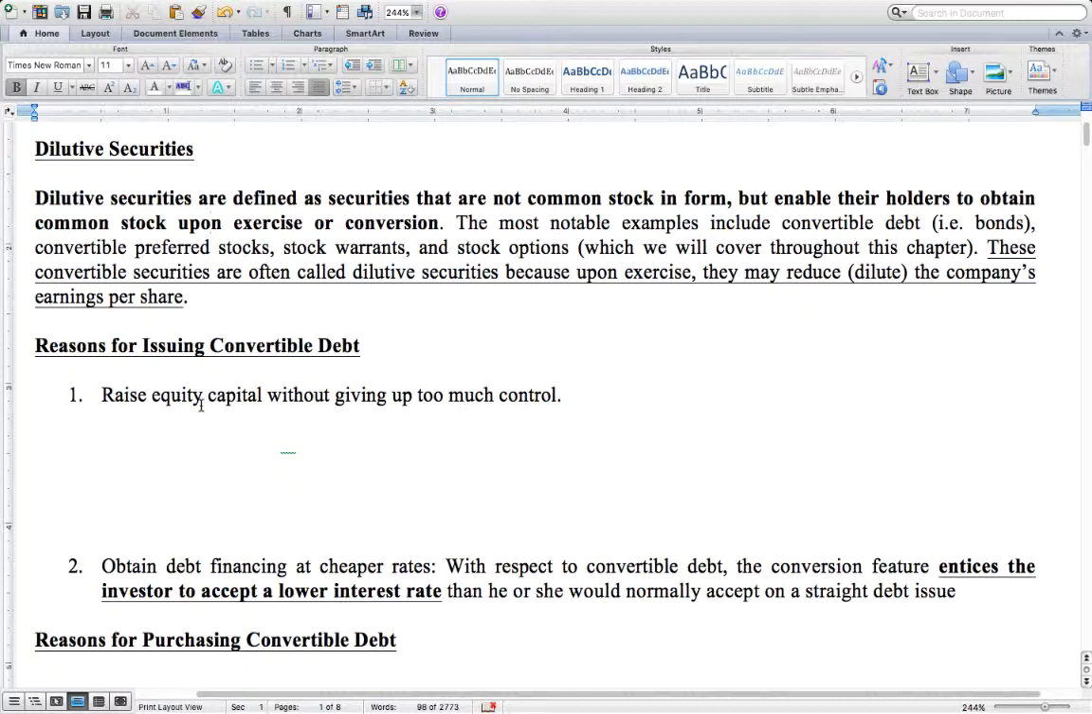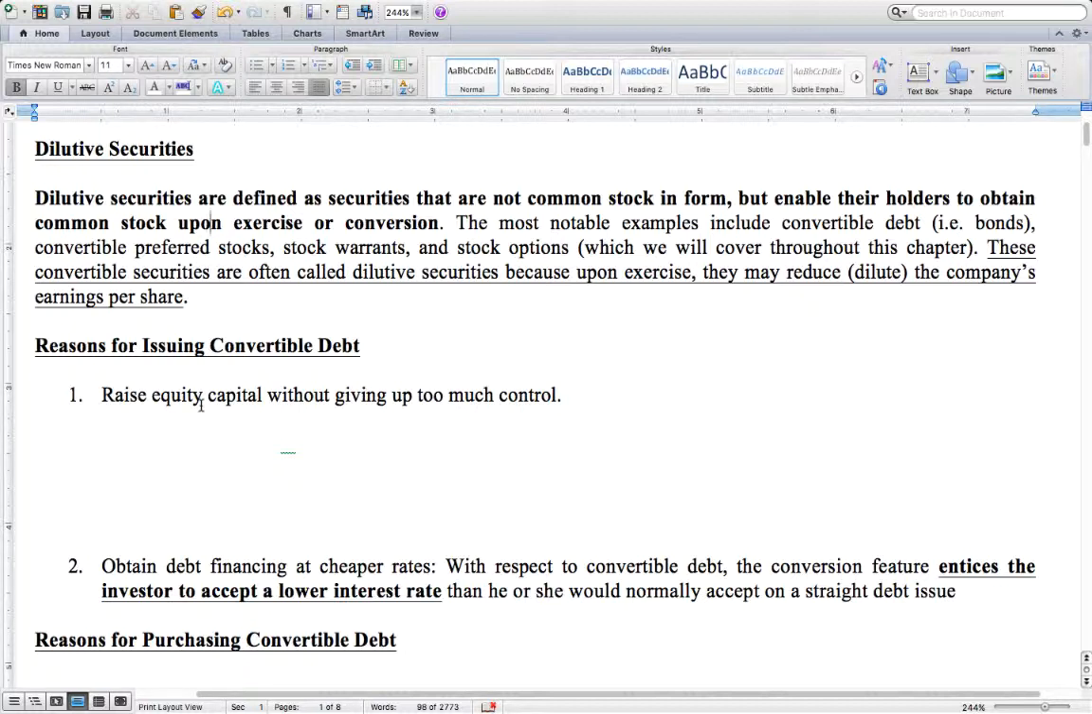First, as defined, dilutive securities are those that are not common stock in form but enable their holders to obtain common stock upon exercise or conversion. The most notable examples of these are convertible debt, convertible preferred stock, stock warrants, and stock options. We will focus most of our time on convertible debt and convertible preferred stocks, but we will touch base with stock warrants and stock options.